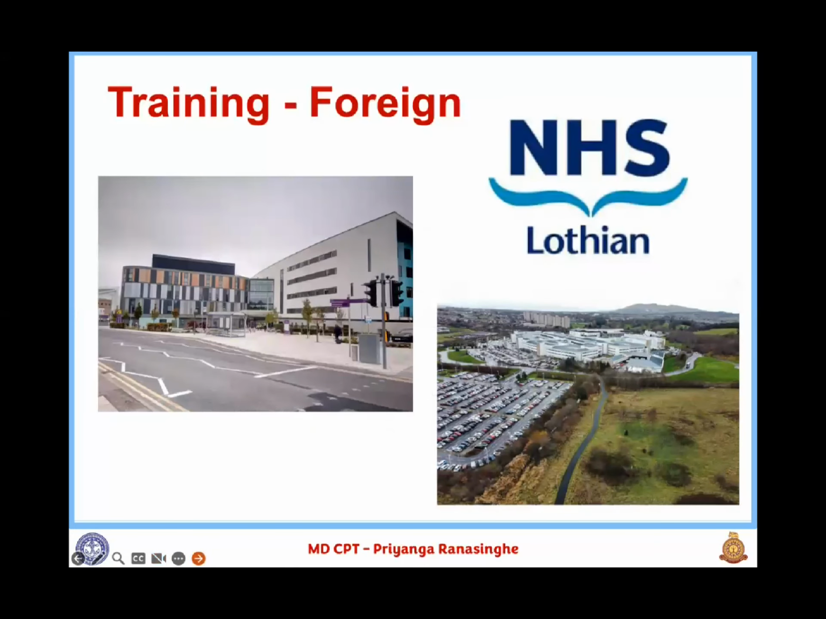Once you do that, you go for foreign training. As clinical pharmacology is a recognized discipline in other countries, especially in the UK, there are jobs available for you where you can go and work as a senior level registrar in one of the NHS trusts. I worked in Edinburgh, attached to NHS Lothian, the trust, the pictures that are shown here, and I was there for a 2 years time period.